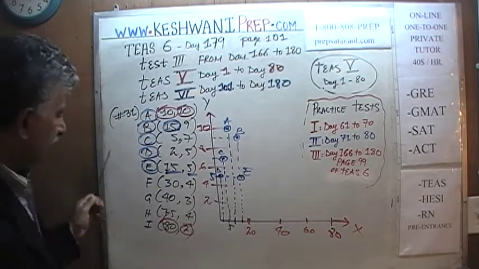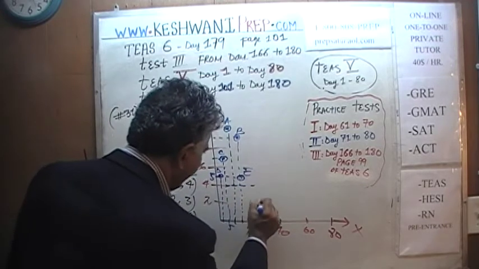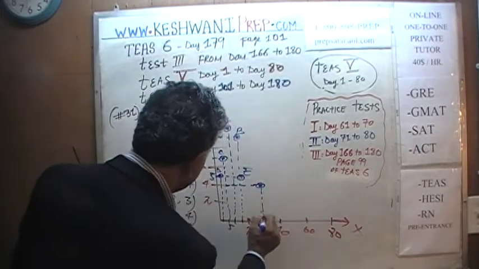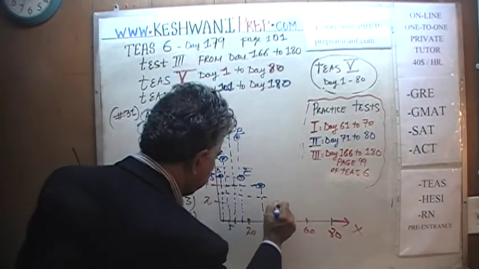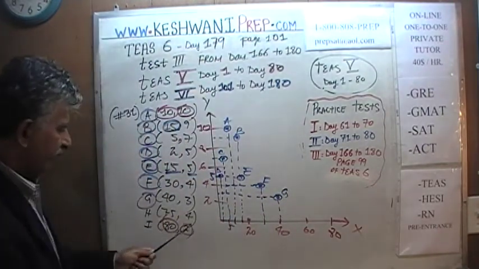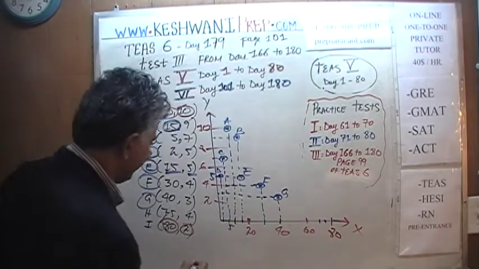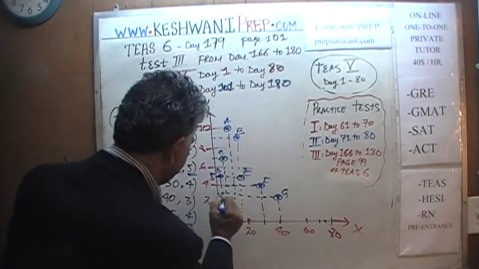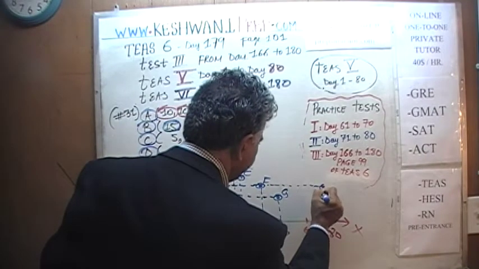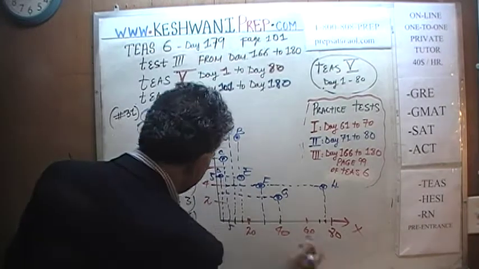30 and 4. This is 20, this is 40, 30 is going to be somewhere here. That's point F. 40 and 3: 3 is right here. This is G, this is F. H was 75 and 4. This is 60, this is 80, this is 70, 75 is here. 75 and 4, we just did 4 right here. That's point H. And I is 80 and 2. 80 is right here and 2 is right there.